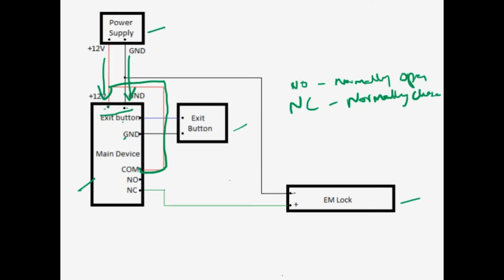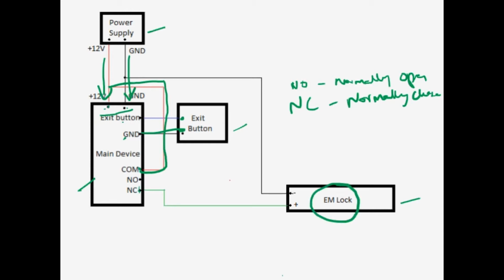Then we can see the exit button or switch, so we can connect to the exit button, and ground we can connect to the exit button. There is no polarity in normal exit buttons. So easily we can connect both these terminals. And here we can see there is NO and NC. Here it is an EM lock.